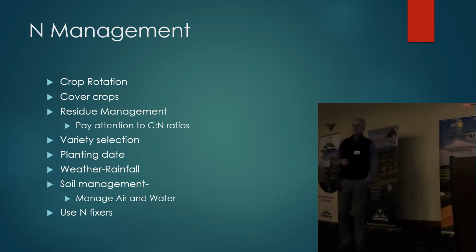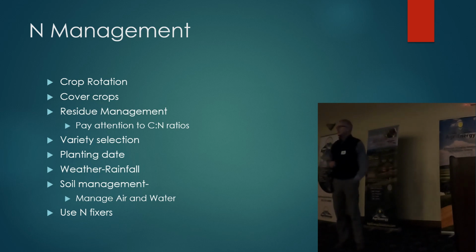Crop rotation. Certainly if we're growing corn after a legume crop, especially like clover or alfalfa, there's a chance to significantly save on nitrogen inputs. Cover crops, if we can get legume crops in between cash crops, sometimes we can grow some nitrogen that way and cut back on our inputs. Residue management, we talked about that. Pay attention to carbon to nitrogen ratios.